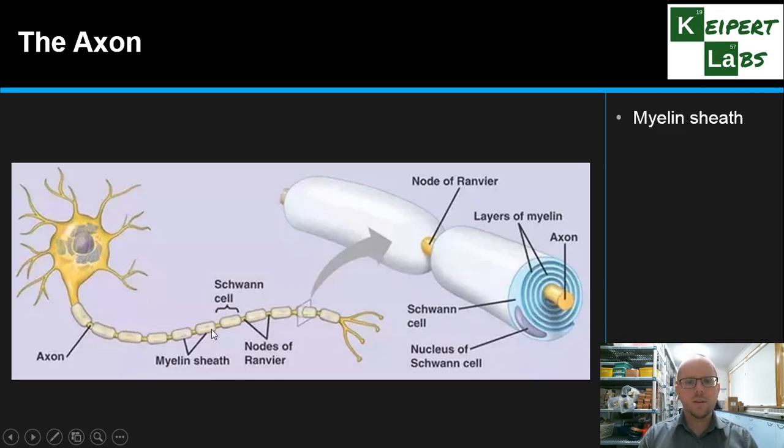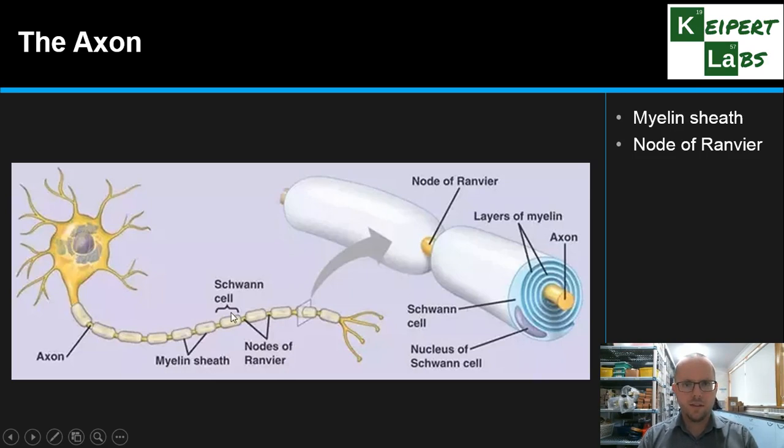But you notice that there's all these little gaps between. Unlike electrical wire insulation, where it's designed to be a continuous tube or continuous wrapping, this actually deliberately has gaps between them. And these are called nodes of Ranvier. Each of these little gaps. It's a little bit of a clumsy name, especially if you can't pronounce French very well.